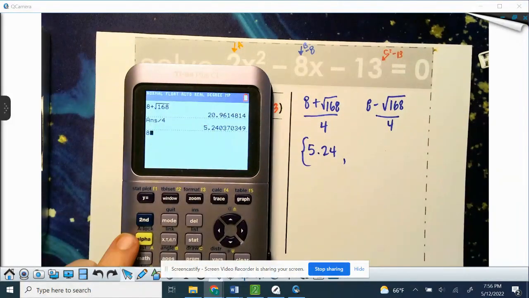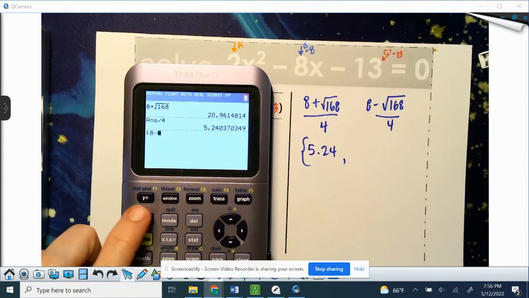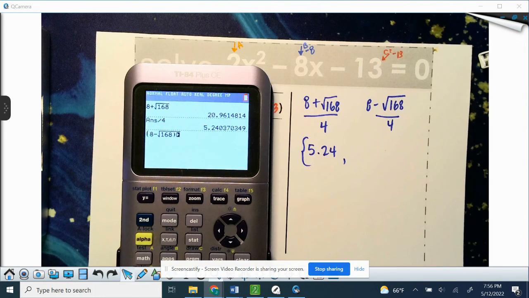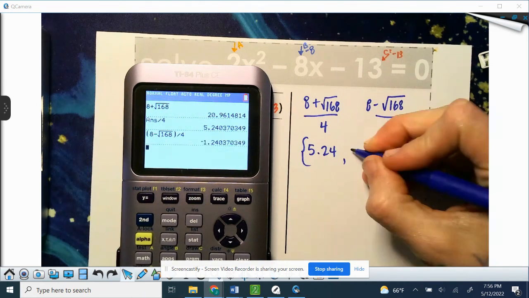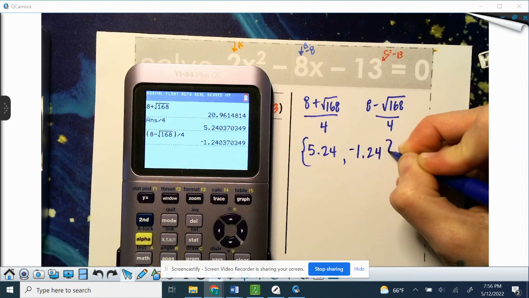So 8, and you can do it with parentheses, 8 minus the square root of 168. Whoops. I want to go outside. There we go. Divided by 4. And so we have a negative 1.24. And that's our solution, guys.